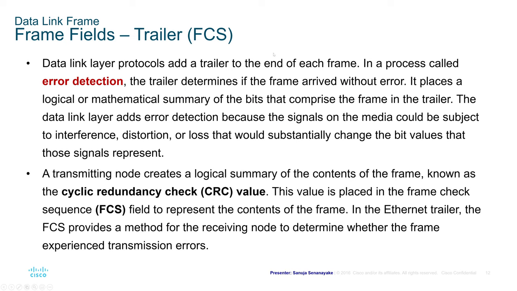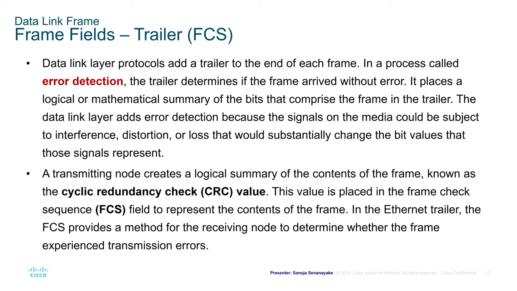So, the frame check sequence, or the trailer. Data link layer protocols add a trailer to the end of each frame. In a process called error detection, the trailer determines if the frame arrived without error. It places a logical or mathematical summary of the bits that comprise the frame in the trailer. The data link layer adds error detection because the signals on the media could be subject to interference, distortion, or loss that would substantially change the bit values that those signals represent. A transmitting node creates a logical summary of the contents of the frame, known as the cyclic redundancy check, or CRC, value. This value is placed in the frame check sequence, FCS, field to represent the contents of the frame.